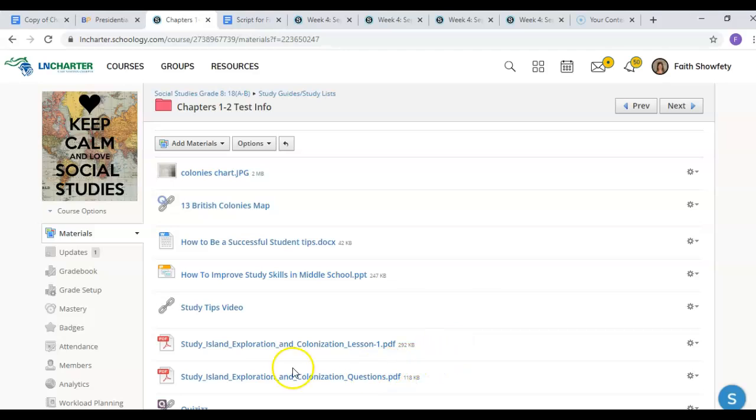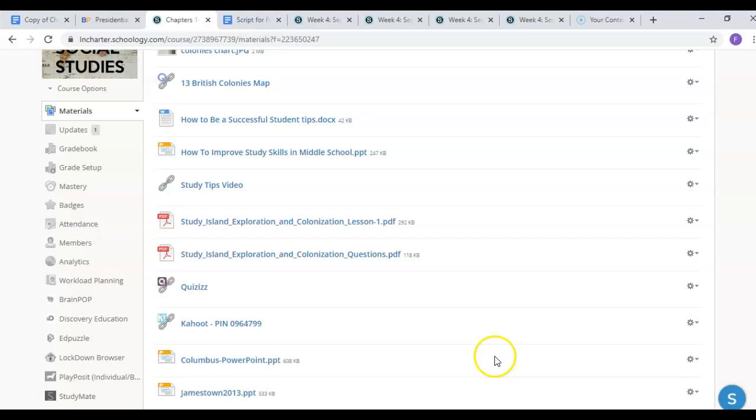The next two things are actually Study Island lessons. So here's the lesson and the questions. If you are thinking, well, I did do my Study Island, but I don't really want to go back into Study Island and change my score by doing the questions again, you can actually just look at these PDFs. Here's the lesson, and here are the questions.